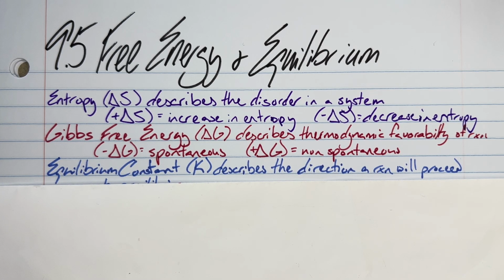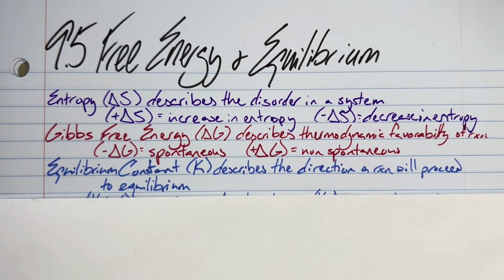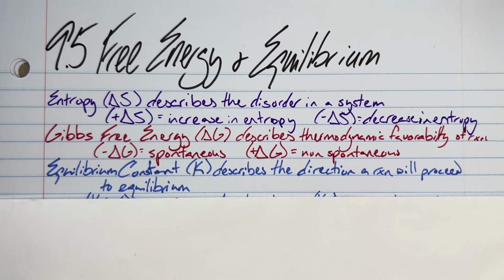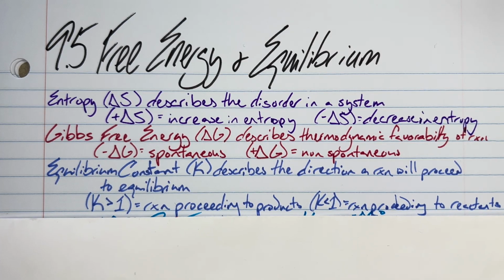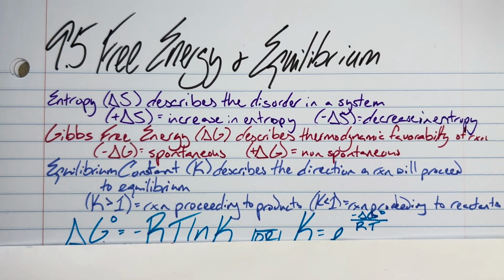The equilibrium constant K describes the direction a reaction will proceed to equilibrium, whether it will push to products and have more products present, or it will push to reactants and have more reactants present. K being greater than 1 means that I'm going to push towards products, and K being less than 1 means that I am mostly keeping my reactants.